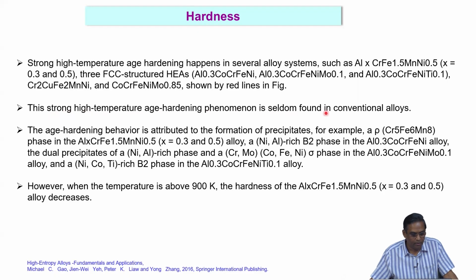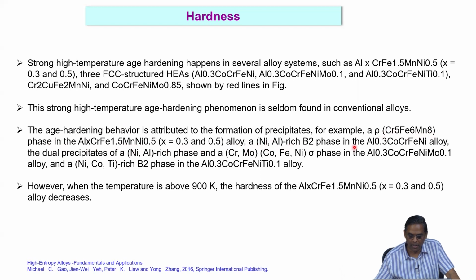This type of very strong high temperature age hardening phenomenon is seldom found in conventional alloys. This is something interesting in high entropy alloys, and it is advantageous. Okay. High temperature age hardening is not a usual phenomenon in conventional age hardening behavior. And if you look at why this high temperature age hardening is happening, it is attributed to the formation of precipitates. What kind of precipitates? You have a rho phase. Rho phase is the Cr5Fe6Mn8 phase in this aluminum, chromium, iron, manganese, nickel high entropy alloy.